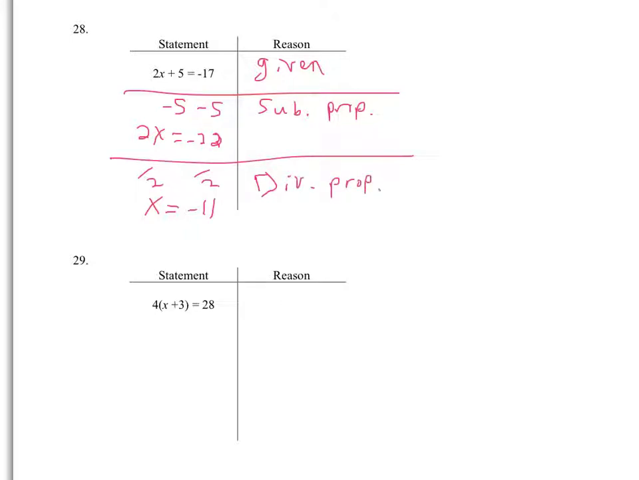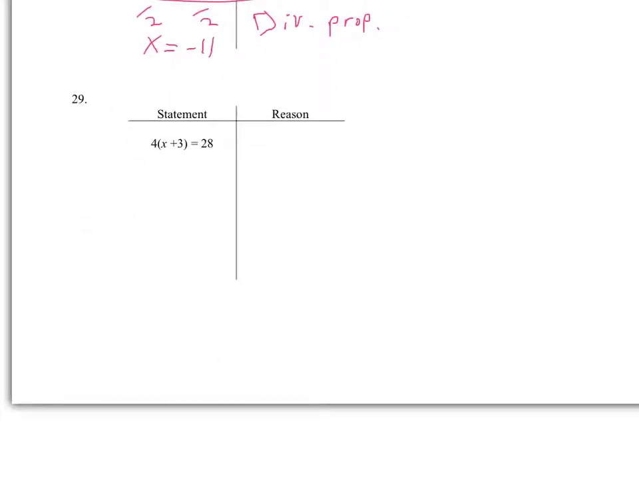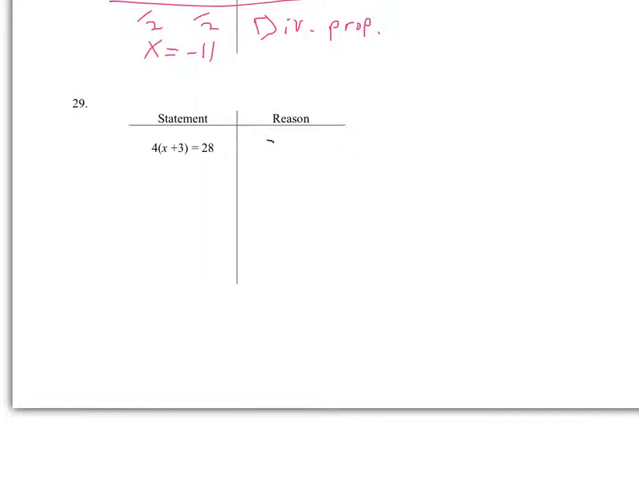All right, and on to number 29. So this is given. Sometimes you just want to dive right into the problem and you forget to put why that original statement's there, and it's there because it was given. What I would do next, I think what most people do, is distribute this 4. And so they'd have 4x plus 12 equals 28. What allows us to do that? Well, the distributive property.